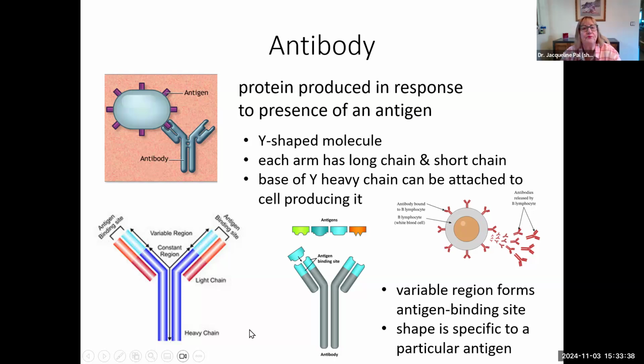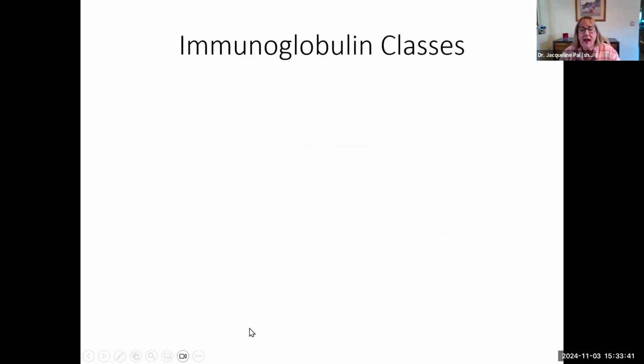right there. All right. Now, another word for an antibody is an immunoglobulin.